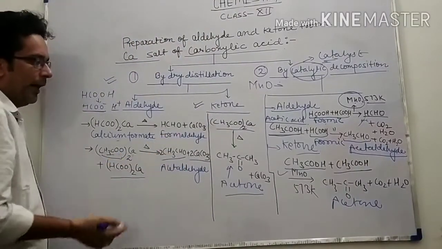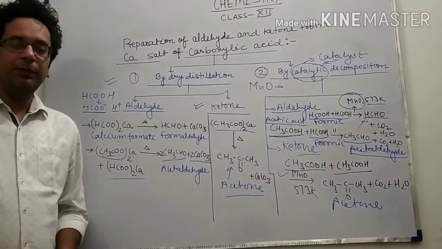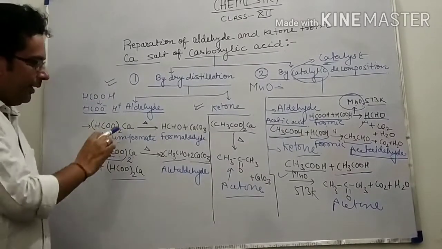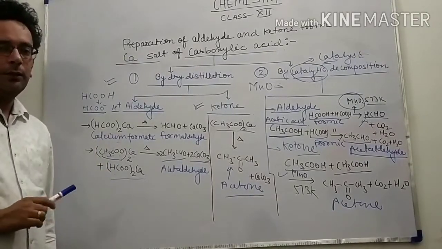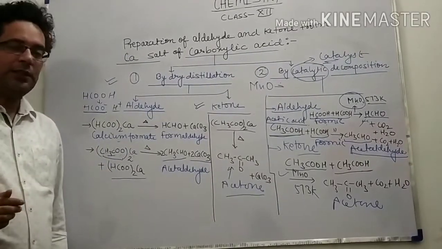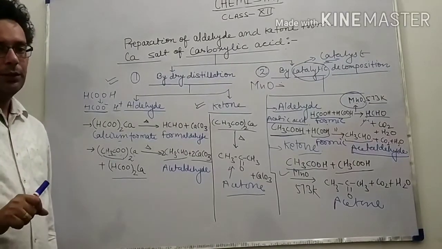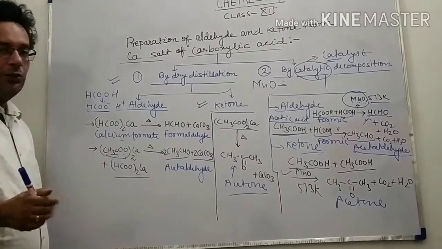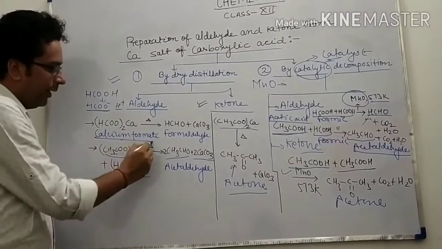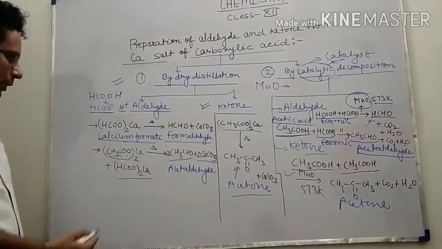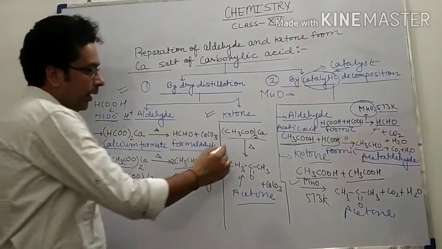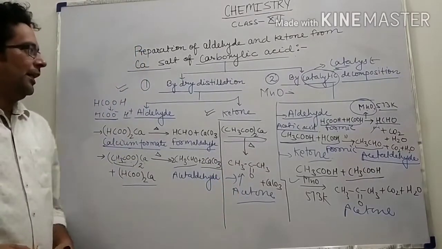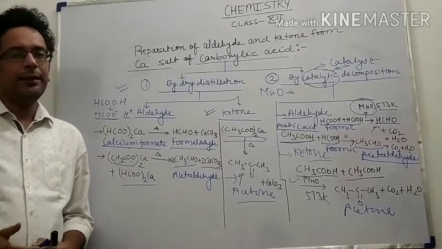So these are the last methods by which we can prepare aldehyde and ketones. Now it is very important because a question is asked in your examination, that is convert the following. So for the conversion point, this is very important. How can you convert calcium formate to formaldehyde? How can you convert calcium acetate to acetone? So this is the last method of preparation of aldehyde and ketones.